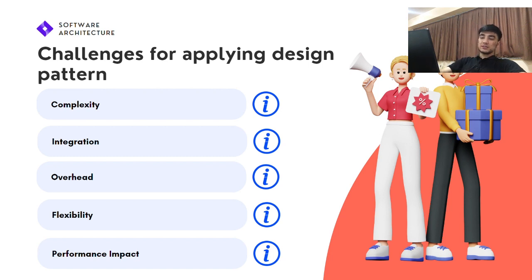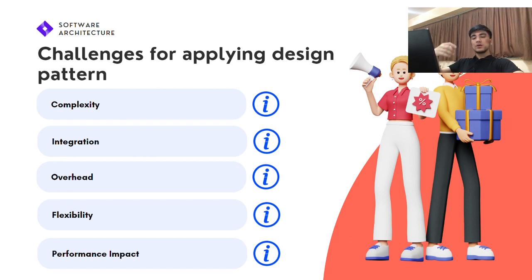Another challenge that we might face is integration. Making all the microservices work together smoothly can be tricky. Sometimes when we apply design patterns to one part of the system, it can affect how other parts interact. It's like trying to fit puzzle pieces together, and sometimes they just do not quite match up. Next is the overhead. Design patterns can come with extra overhead, like additional code or configuration. This can slow down development and make the system harder to maintain. It's like adding more ingredients.